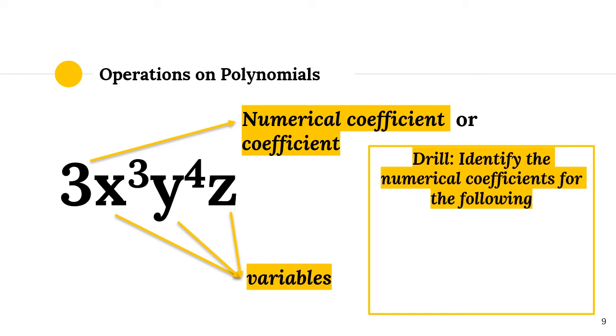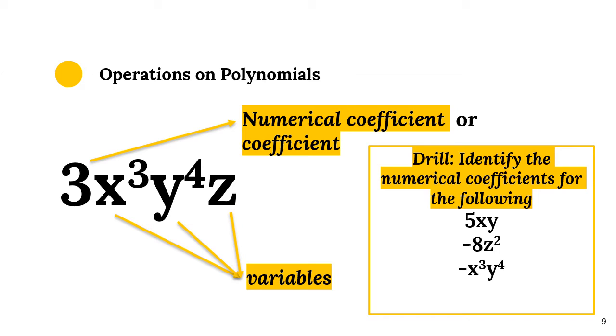Now let's try to identify the coefficients for the following. We have 5xy. In 3, 2, 1, the coefficient is 5. Next, we have negative 8z squared. What's the coefficient for this? Yes, you guessed it right. In 3, 2, 1, the coefficient is negative 8.